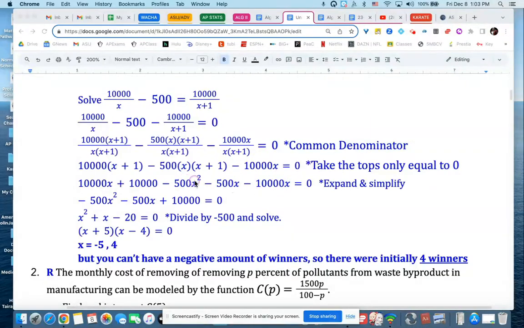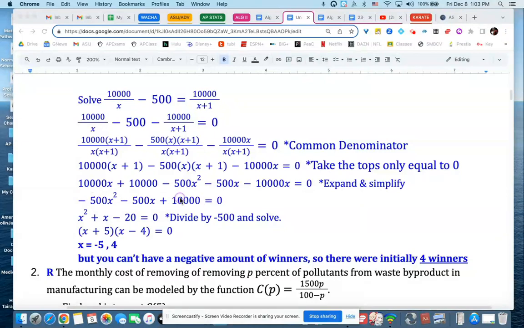And then I have to put all my x squareds together if I have any, but I just have the one x squared. And then I have to put all my x's together. All these x's have to go together. So you add those together and you get this. You can see that 10,000x and minus 10,000x cancel. So you're left with the negative 500x. And then the 10,000 goes here. That just drops down.